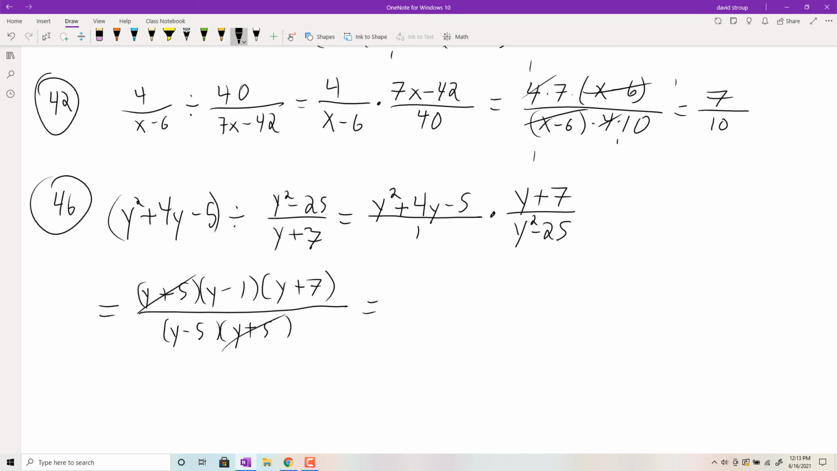Okay, remove factors, and that's about it. That's about all you can do. Y minus 1 times y plus 7 all over y minus 5. You can put that in parentheses if you want. You don't need to, though. All right, next.